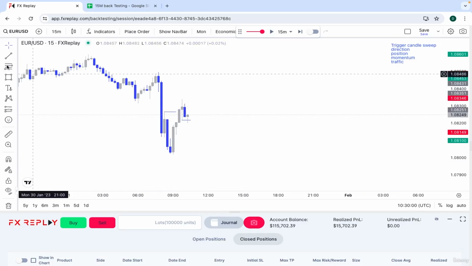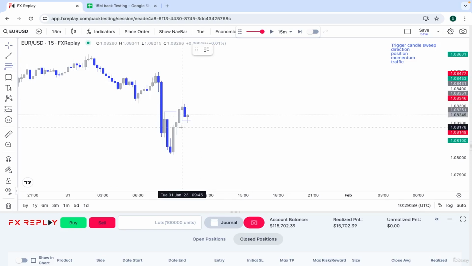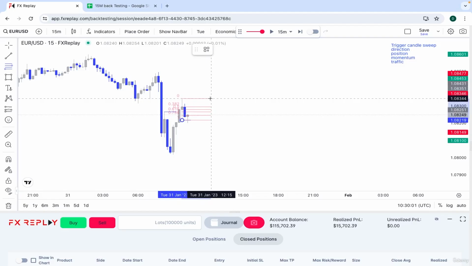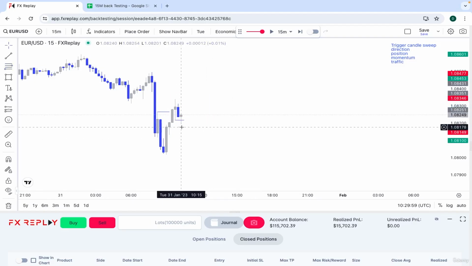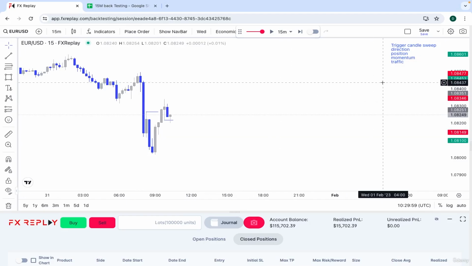Position. The last push up. There to there. To there. To there. It's actually going to be like 100% because that's sort of the last push there. So it's retraced 100%. But like I said, I'm more happy with the momentum coming into it rather than the position.